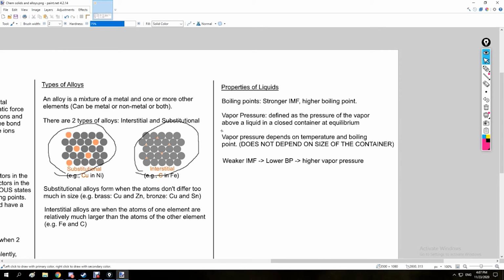This depends, of course, on the boiling point. A higher boiling point means at the same temperature, a liquid is going to have a lower vapor pressure than a liquid with a lower boiling point, which is going to have a higher vapor pressure at the same temperature. Vapor pressure depends on temperature and boiling point only. It does not depend on the size of the container holding the liquid. Keep that in mind. So, weaker IMF means lower boiling point means higher vapor pressure.